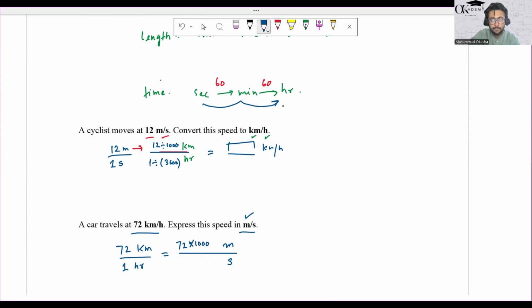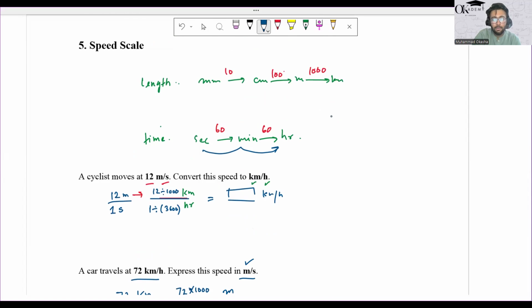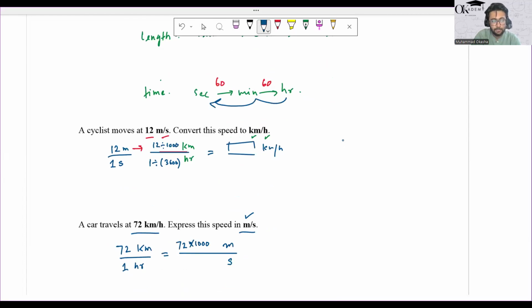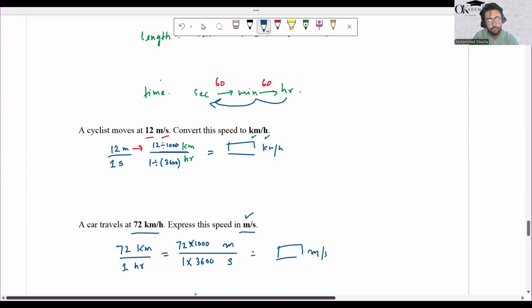Okay, hours to seconds. Hours to seconds is going backward. So multiply by 3,600, because backward is multiplication. So I'll multiply by 3,600 and you can work it out. You'll get your answer in meters per second.